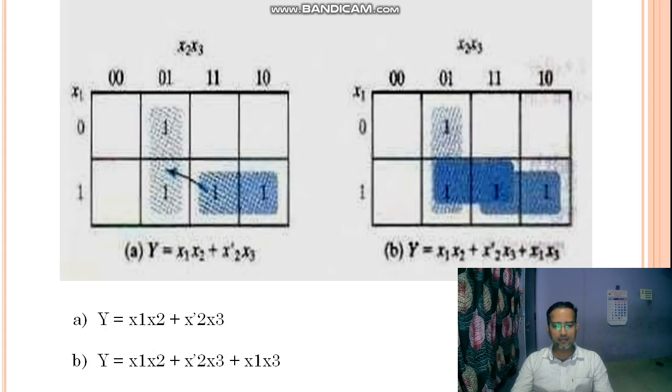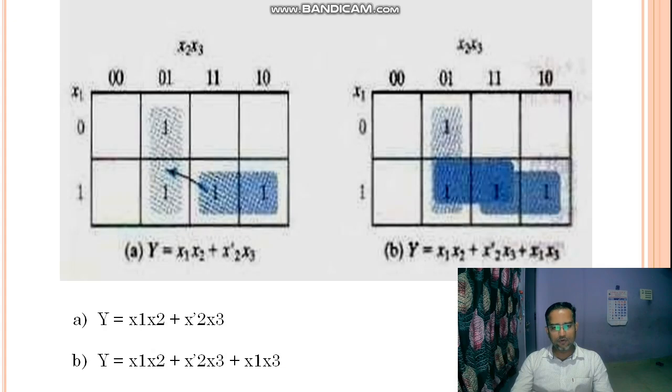The second term in the equation is x2 dash x3. What is x2 dash? x2 dash means the x2 value is 0, and the second value x3 is given as 1. So here we mark the value 1. So in this equation we have to mark two values. The same concept is done in the next diagram.